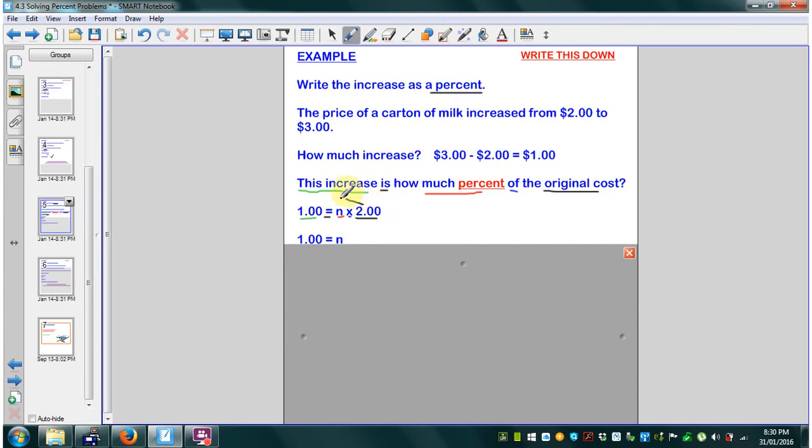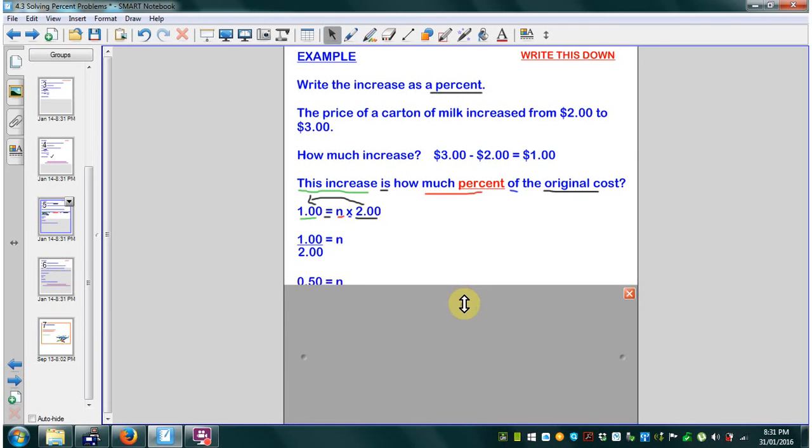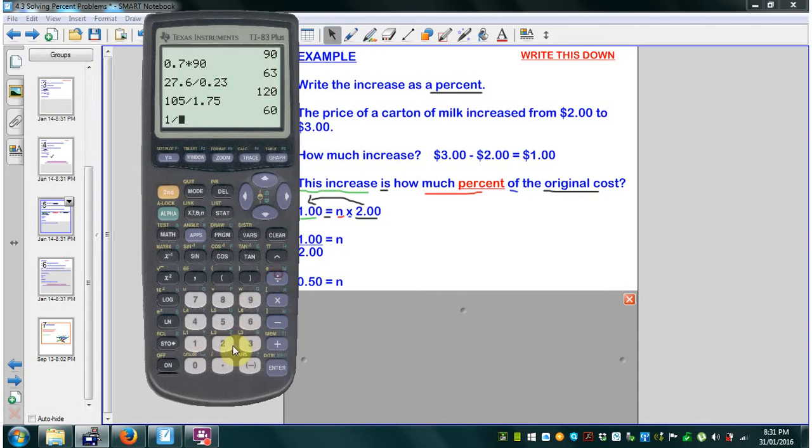So we have to bring the 2 over to the other side. This 2 is being multiplied by, so when we bring it over it becomes division. So we divide 1 by 2. And 1 divided by 2 is 0.5, and you can do it on your calculator if you really want to check.